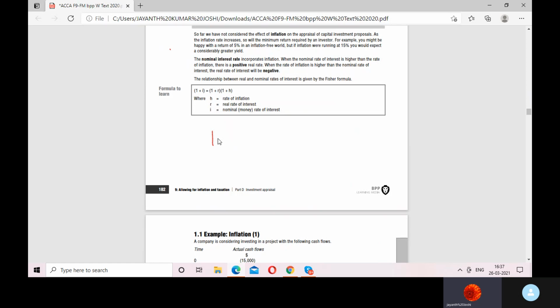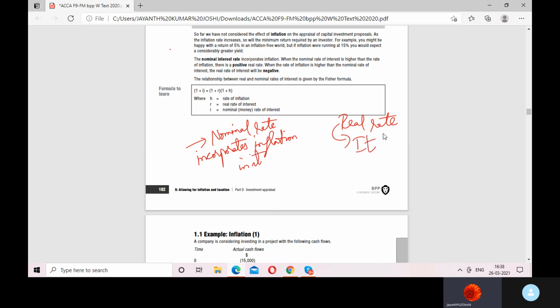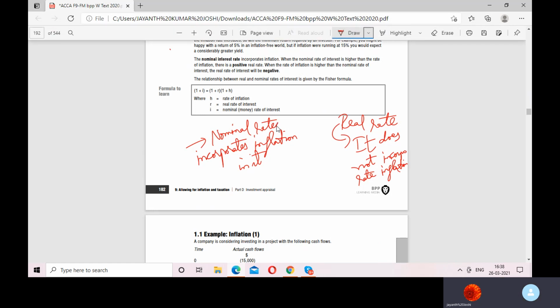So that's the reason why inflation is an important factor to be considered in long term investments. So there are two rates: nominal rate and real rate. Nominal rate is something which incorporates inflation in it, and real rate is nothing but the rate that does not incorporate inflation in it.